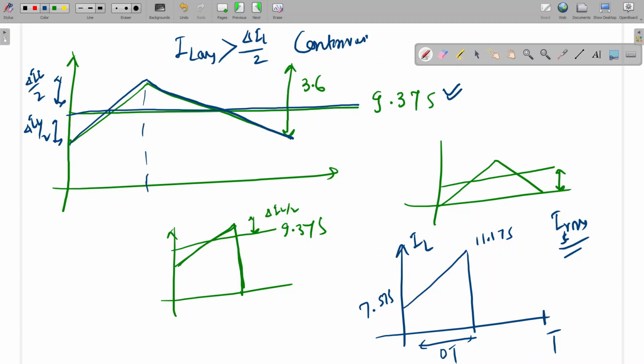So from here it is 9.375. How can we calculate the peak? 9.375 plus 3.6 by 2, so that will be the maximum value. What will be the minimum value? That will be 9.375 minus 1.8, so that will be 7.575. Is it okay? Okay, sir. So with this waveform, using that formula, you can calculate this. So this is the inductor current waveform.